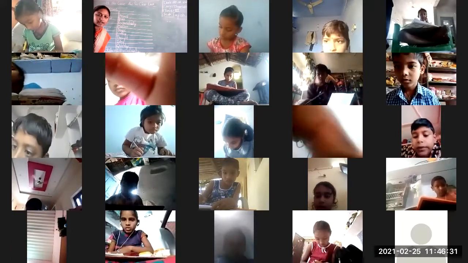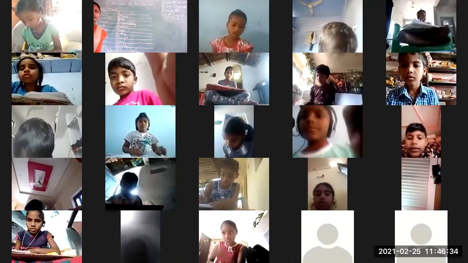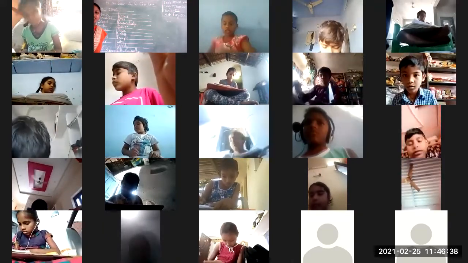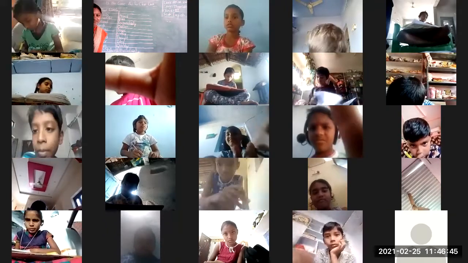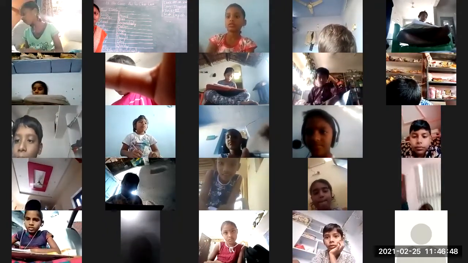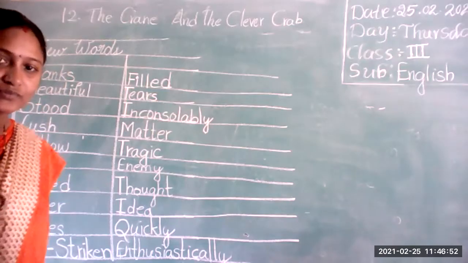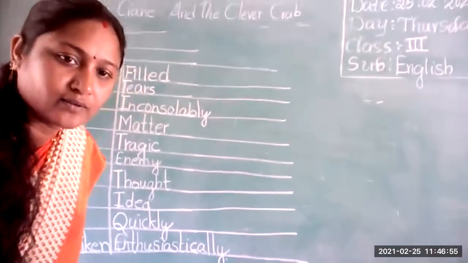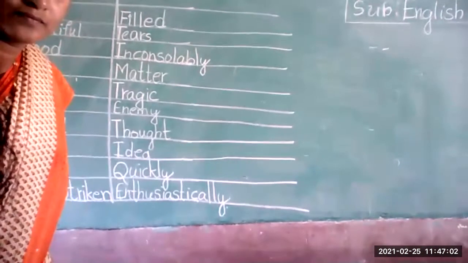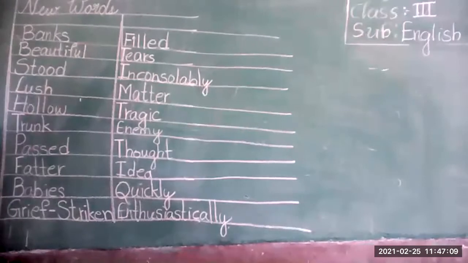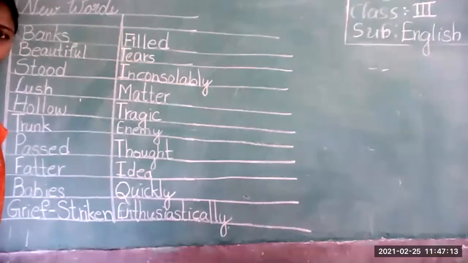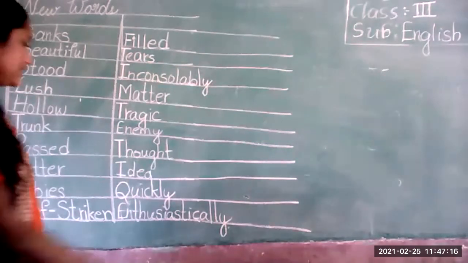Enthusiastically. Write neatly, Chaitra. Write neatly, Ram Charan. First wear your shirt. Ram Charan. Okay, I think the last one you cannot see that. Enthusiastically. Next.